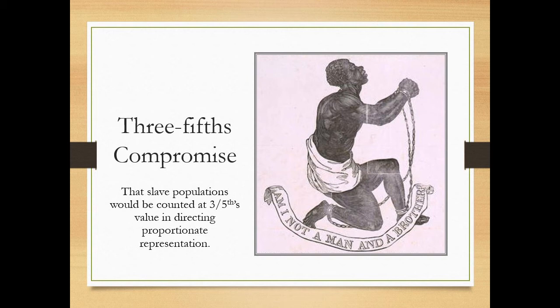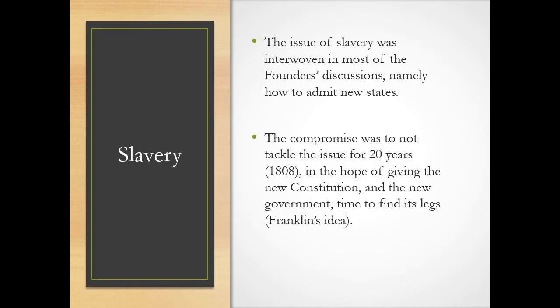And so it was a 3/5 compromise, 3/5 of a person, or 3/5 of the population, that they finally could settle on, that was a reasonable compromise. But this also brings up the question of slavery, which is our third compromise. You'll note that in the prohibited powers of Congress, in Section 9, they can't talk about slavery for 20 years, until 1808. Why? This was Benjamin Franklin's idea.